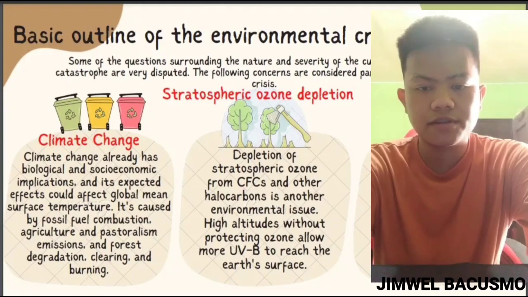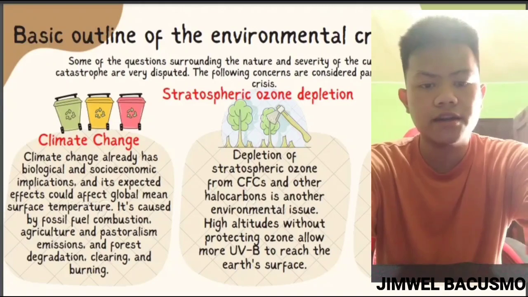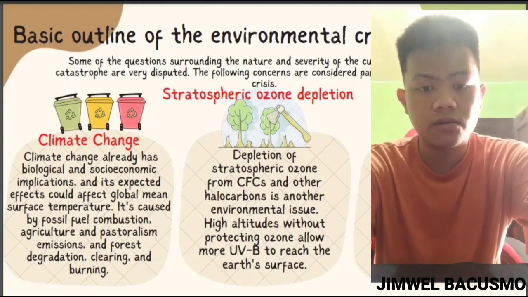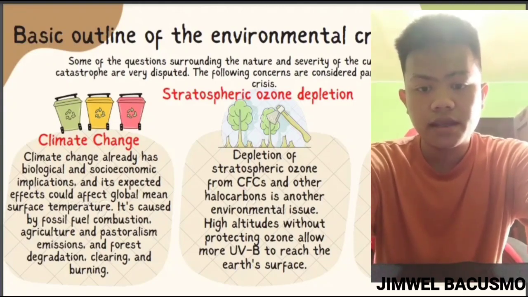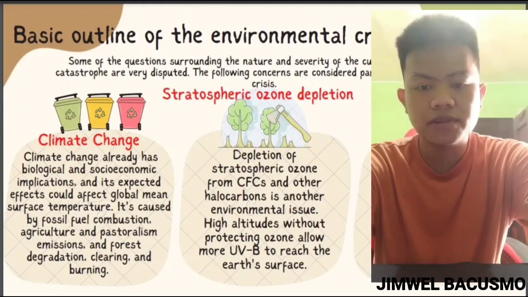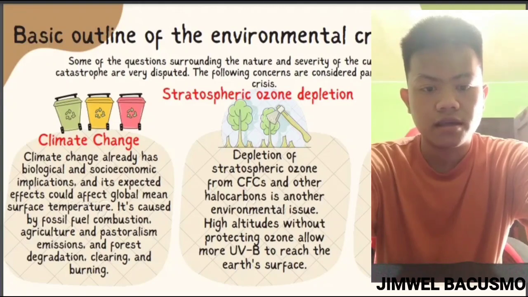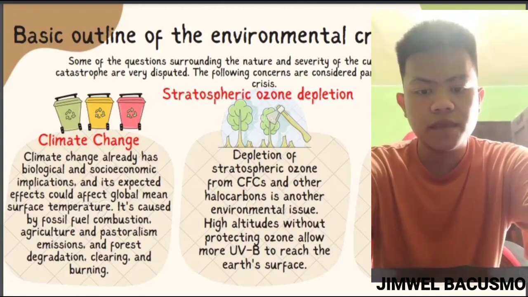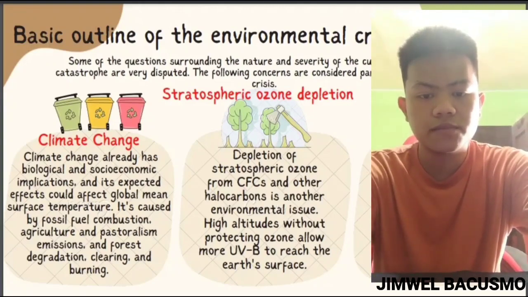Stratospheric ozone depletion. Depletion of stratospheric ozone from CFCs and other halocarbons is another environmental issue. High altitudes without protecting ozone allow more UVB to reach the Earth's surface. Degraded air quality. Some air pollutants are known carcinogens and can damage vegetation, causing ecological effects. 1 billion people live in unhealthy air pollution areas, mainly industrial cities.